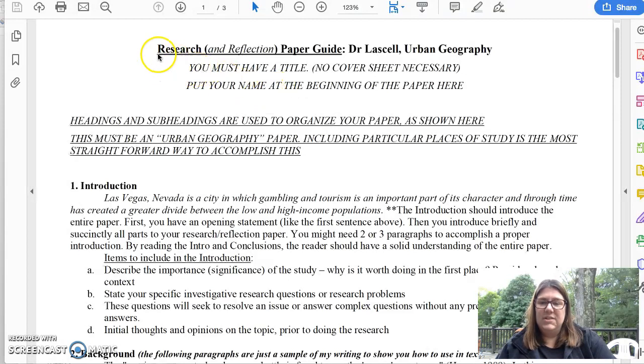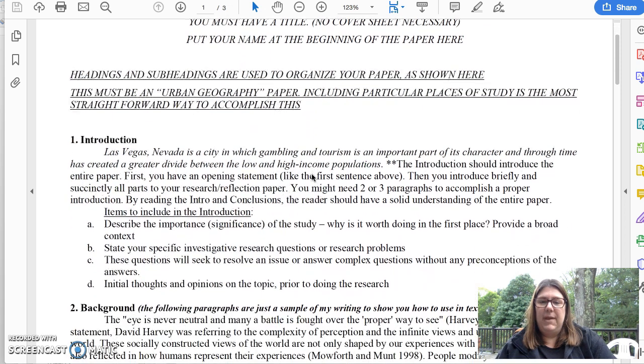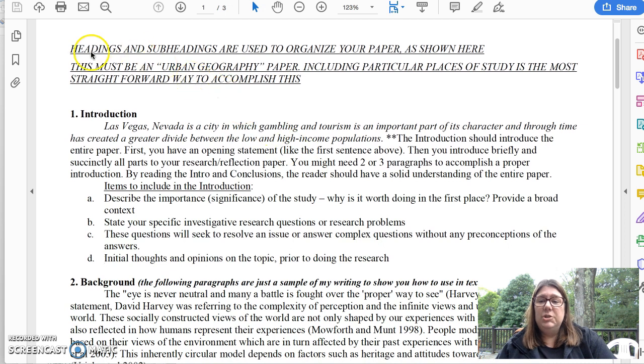This is an investigative research paper guide. I just forgot to delete the end reflection. You can just cross that out. Okay, you're doing an investigative research paper. You will use headings and subheadings to organize your paper as shown in this example, and I'll discuss those headings.